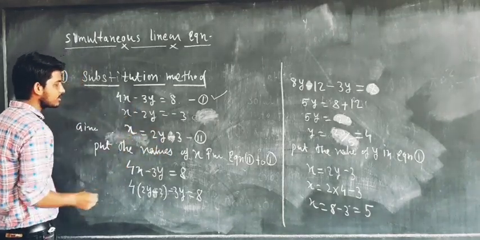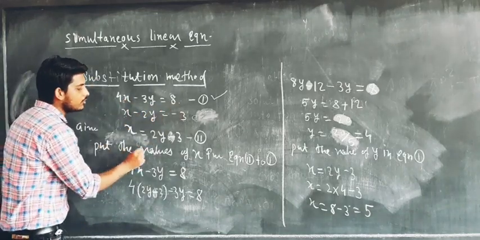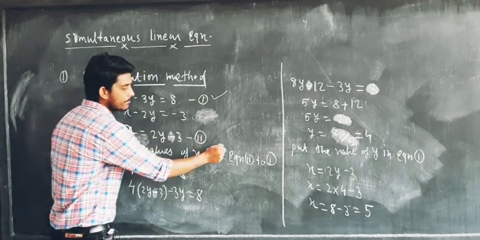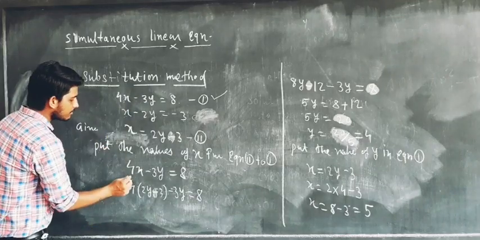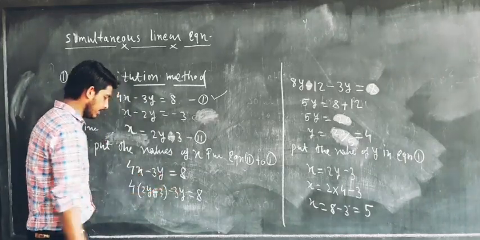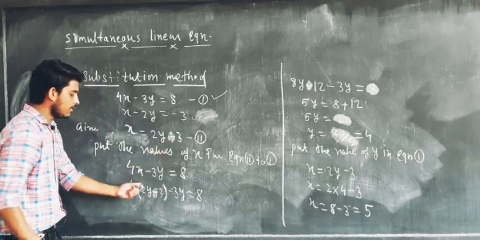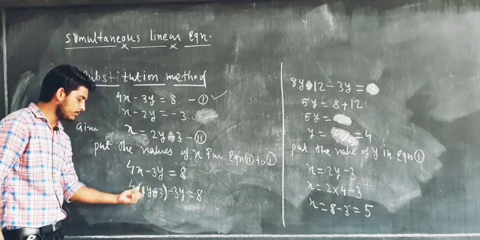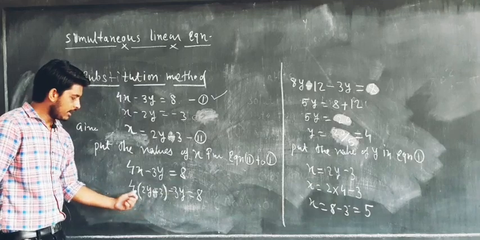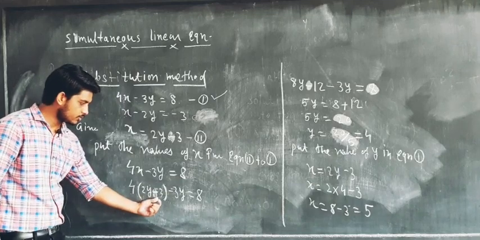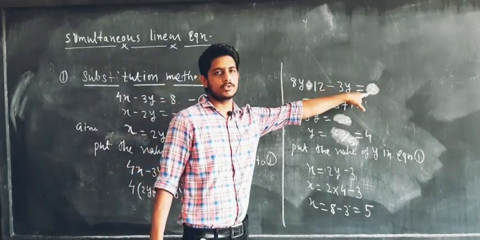So what is the next equation here? 4x minus 3y equals 8. Put the value of x from equation number 2 into equation number 1. Equation number 1 is 4x minus 3y equals 8. Now 4 into x, and the value of x from equation 2 is 2y minus 3. Put it here: 4 times (2y minus 3), minus 3y equals 8. Now 4 times 2y is 8y, and 4 times 3 is 12, plus and minus 12. So 8y minus 12 minus 3y equals 8.